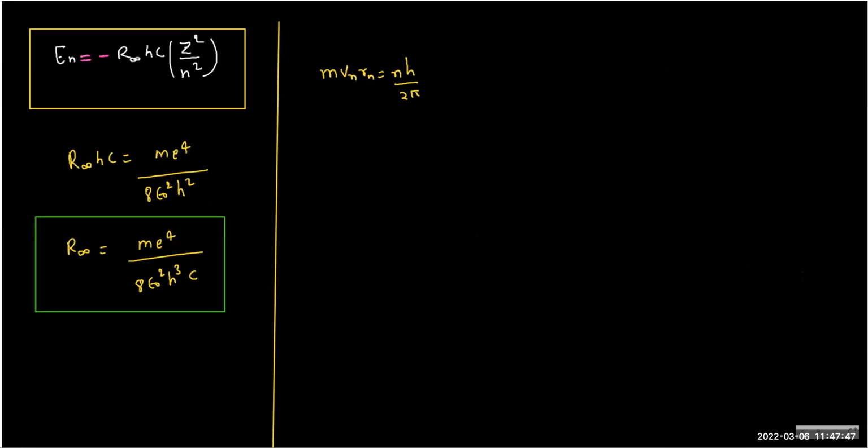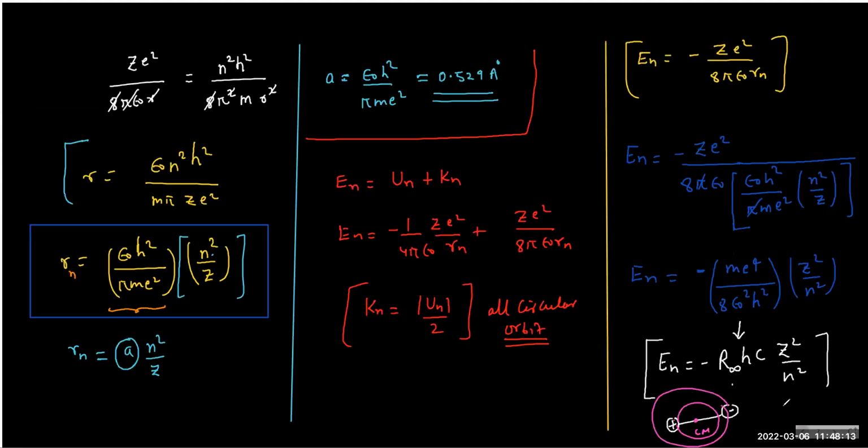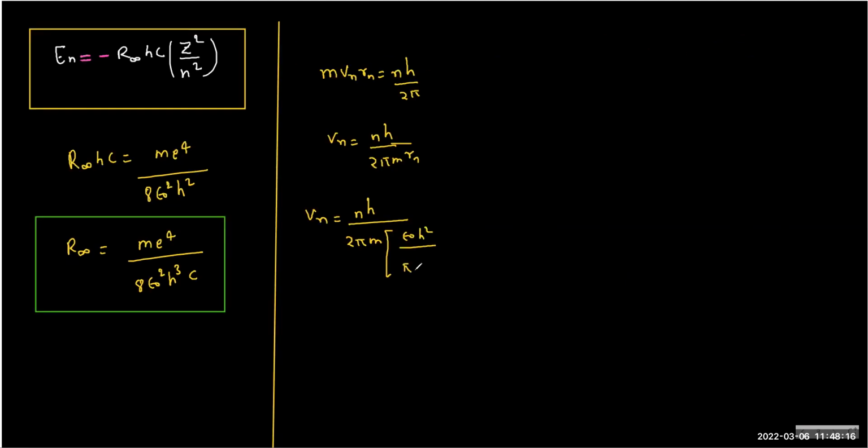But anyway, what is Vn? Vn is n h by 2 pi m Rn, and we have derived Rn. So let's substitute: n h by 2 pi m. And what is Rn? You know the answer. Epsilon naught h square upon pi m e square into n square by Z. Oh, that's nice.